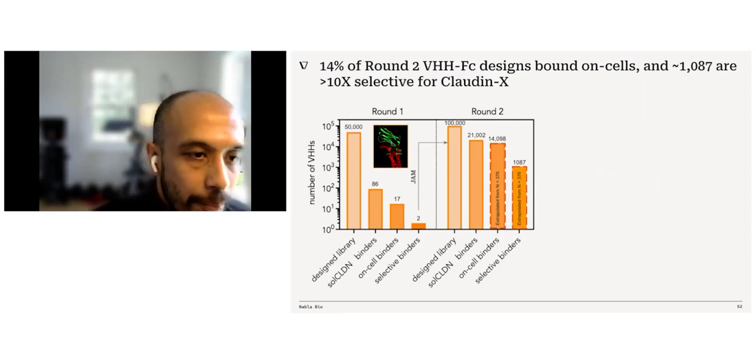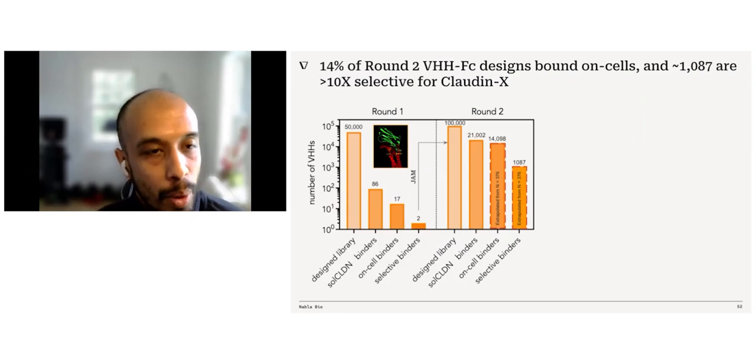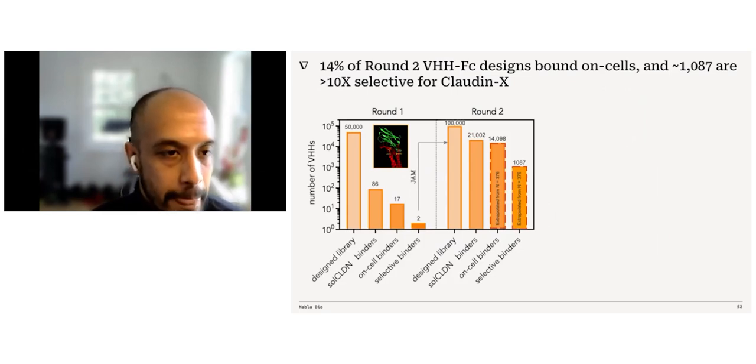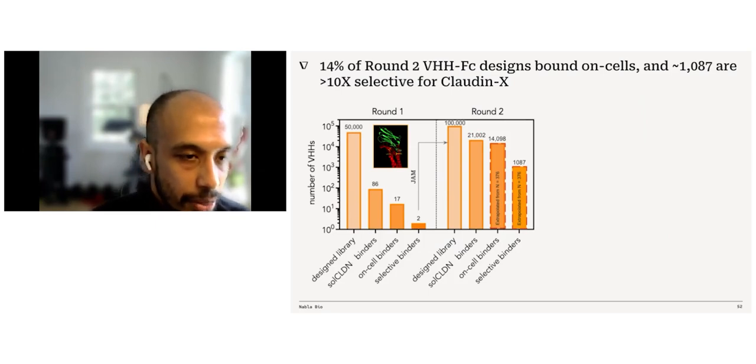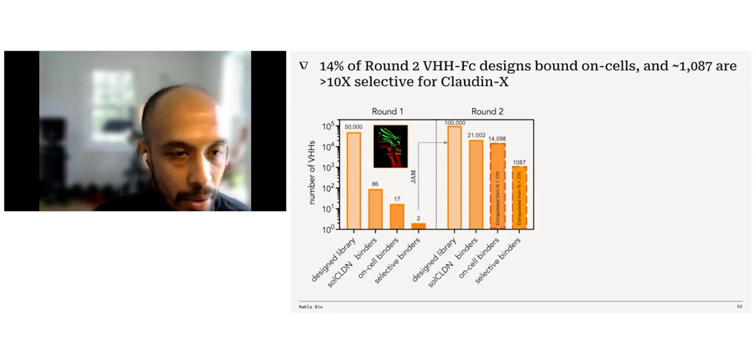In this case, we made 100,000 designs. If we sequence this population of sol-claudin X binders, there are actually 21,000 designs there that were binding sol-claudin X. Of those 21,000, we produced a subset of 376. And based on the on-cell binding rate we saw there, we extrapolated that about 14,000 of the 21,000 are actually binding native claudin X on cells.